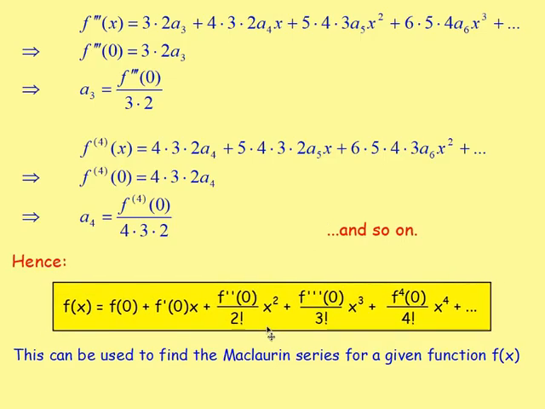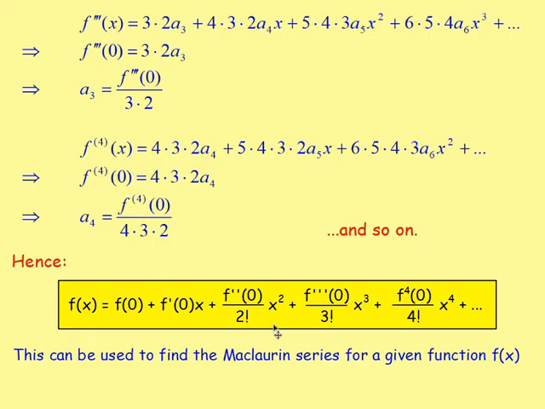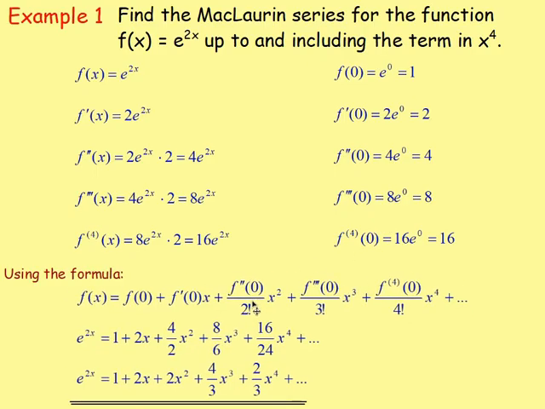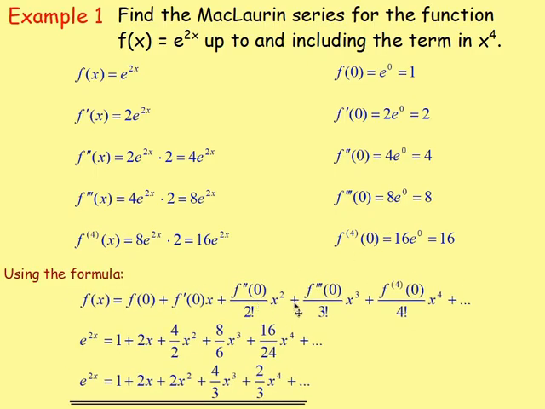This formula here is given in the exam, it's on the formula sheet, and it's saying that the function, if you express it as a Maclaurin series, is f of 0 plus f dash of 0 times x plus f double dash of 0 over 2 factorial times x squared plus, and so on. It follows that pattern. So when you get to the examples, what you have to do is differentiate and then sub in 0, and then you can sub the values into the formula that you are given.